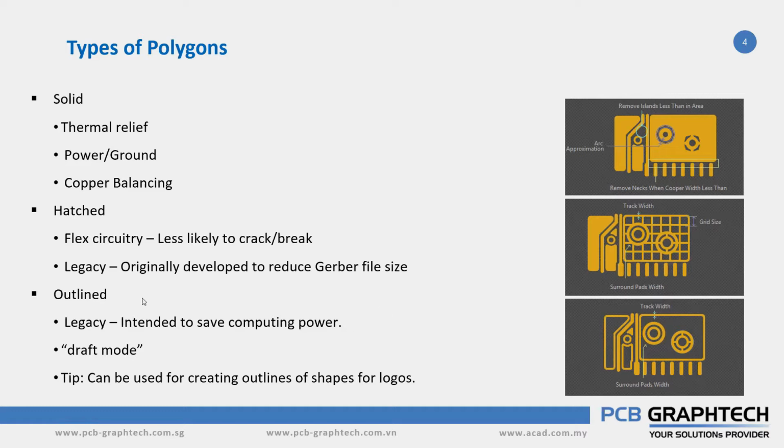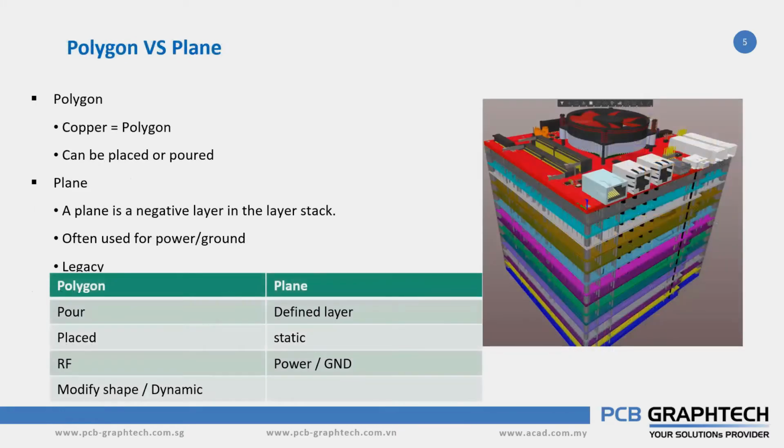Okay, so you can use it, but we still use solid for the whole board, and in some cases you can also use the outline copper. Okay, next one, we go for polygon versus plane. So we are going to see what a polygon is and what a plane is.